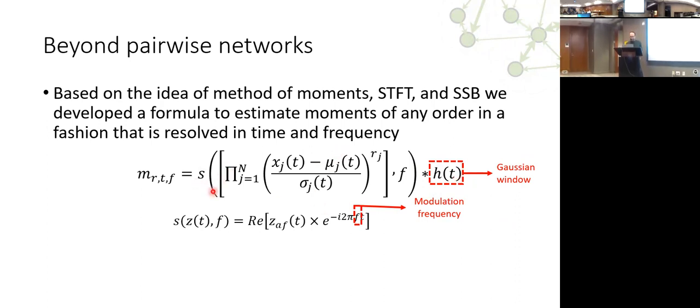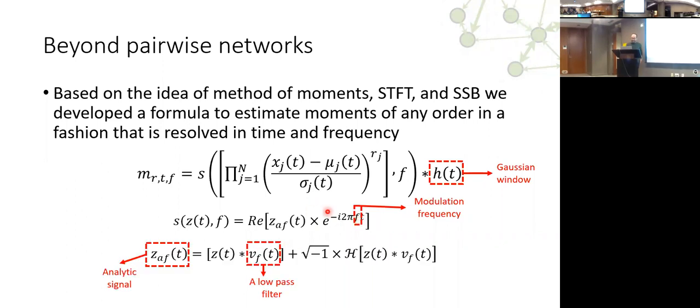And this function S is an SSV function, as I mentioned. Calculate the analytic signal and then multiply that by a modulation time series to modulate it. And this analytic signal is, of course, the Z(t) convolved with a filter to make sure that we don't have aliasing effects. So the formula is like this, as I mentioned. It's quite simple. And the order comes from here, the R_j.